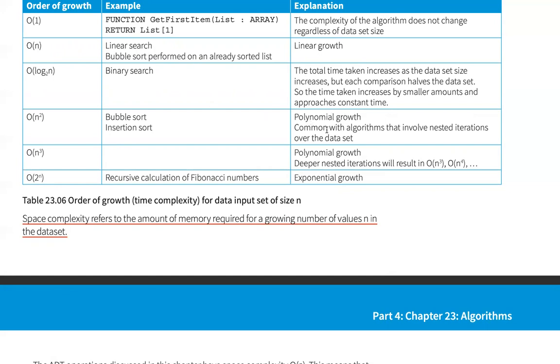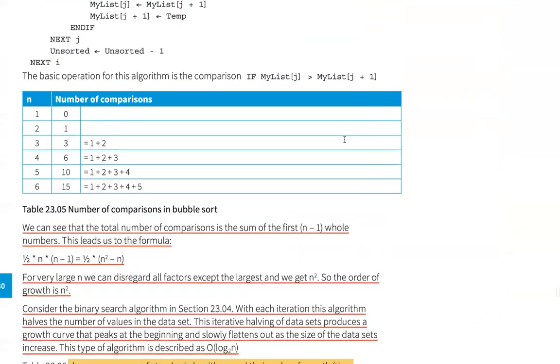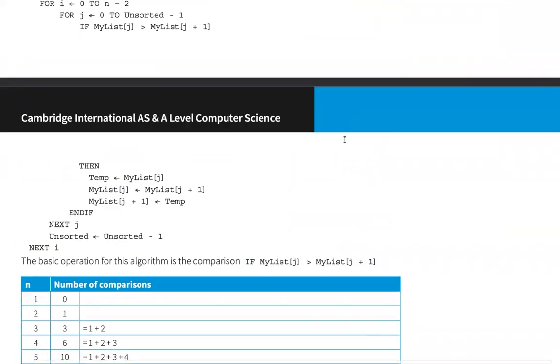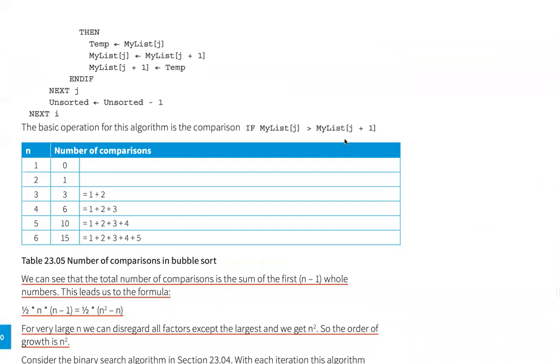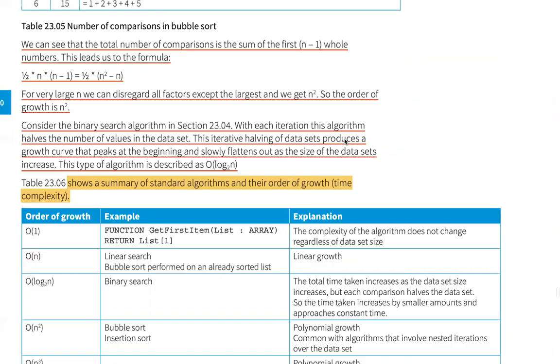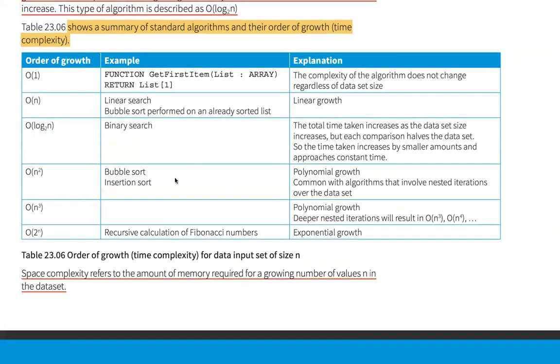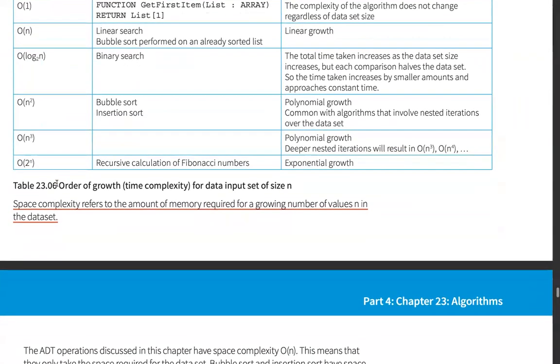Polynomial growth is common with algorithms that involve nested iterations over the data set. As you can see here, we are using a nested loop. For each iteration of the outer loop, which is controlling the passes, the inner loop does all the comparisons over my complete array. So basically, this is a nested loop structure. For nested iterations, your complexity usually reaches O n squared.